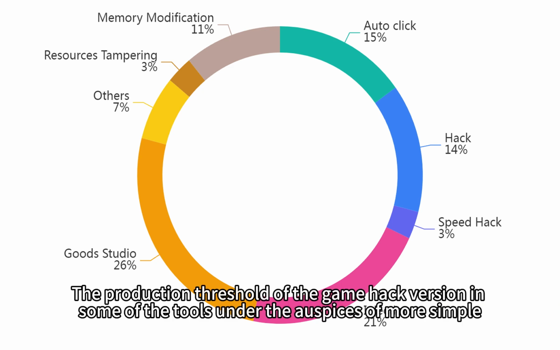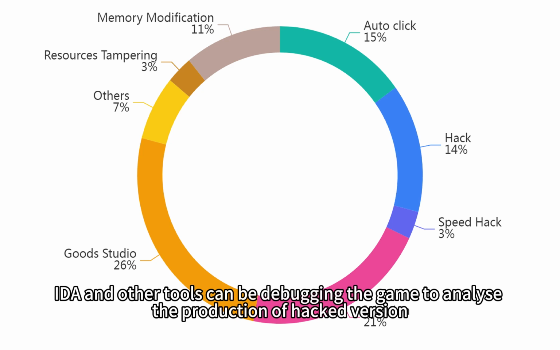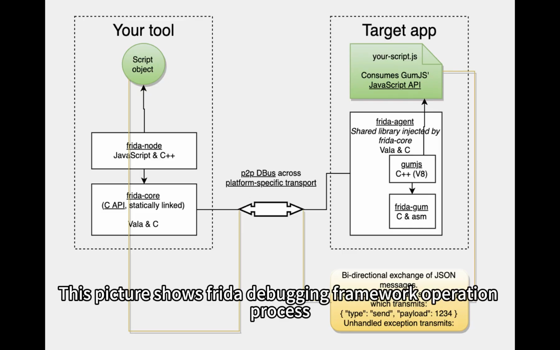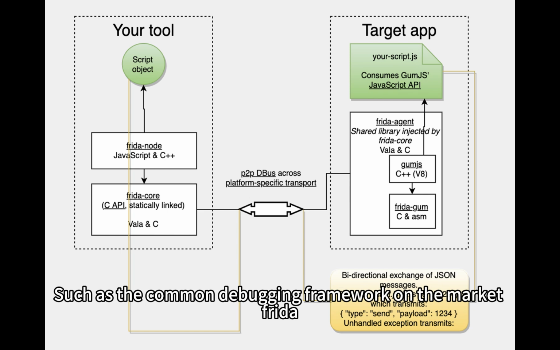The production threshold of the game hacked version is becoming simpler with some tools; through Frida, IDA and other tools, hackers can debug the game to analyze and produce a hacked version. This picture shows the Frida debugging framework operation process, a common debugging framework on the market.